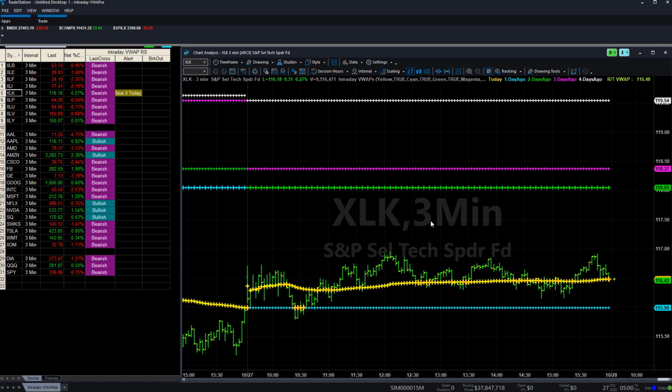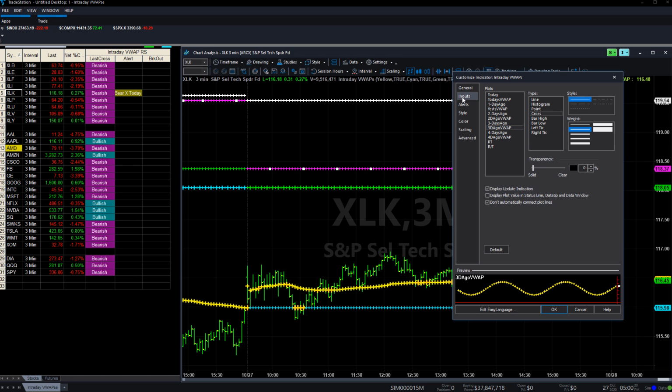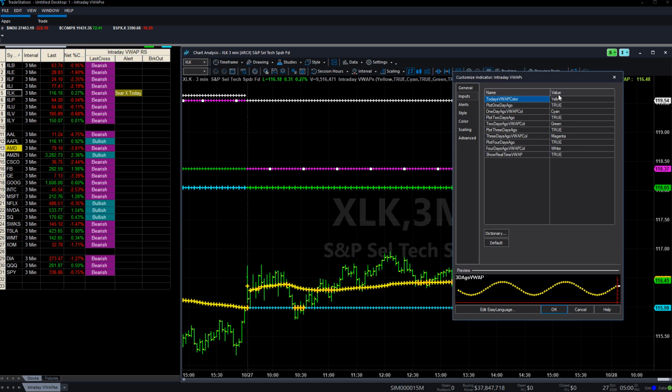So here in charting, if I double click on this, you have the ability to turn on or off any of the different lines. So if you don't want all 4 lines, you don't have to have all 4 lines. You can turn on just the ones that you care about. And you can also set the colors to whatever colors you want those lines to be.